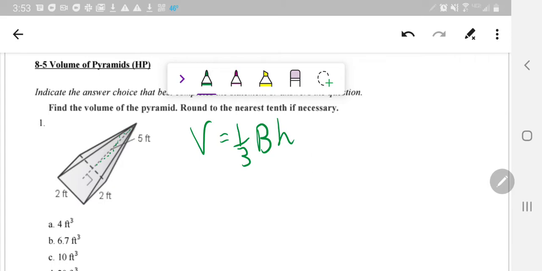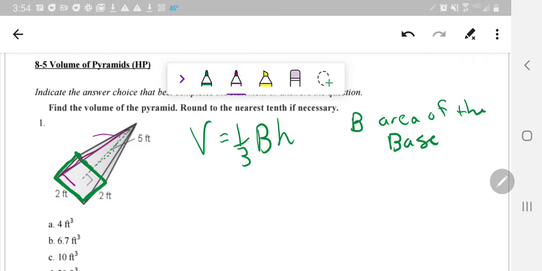And that's a capital B, which is different than a lowercase b. A capital B means we're going to find the area of the base. And the base of a pyramid is the polygon that's attached to all these other triangles, right? It's the polygon that doesn't go up to that point. So that's our base here.